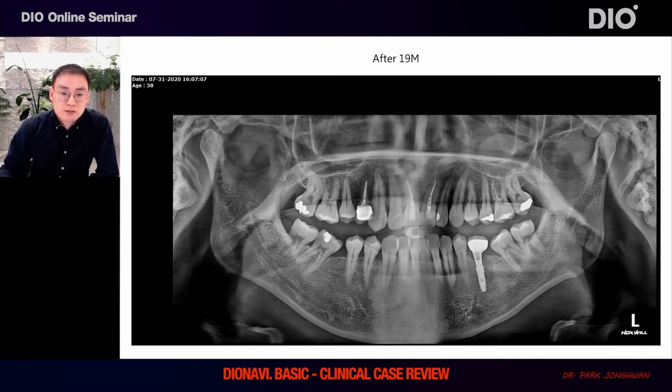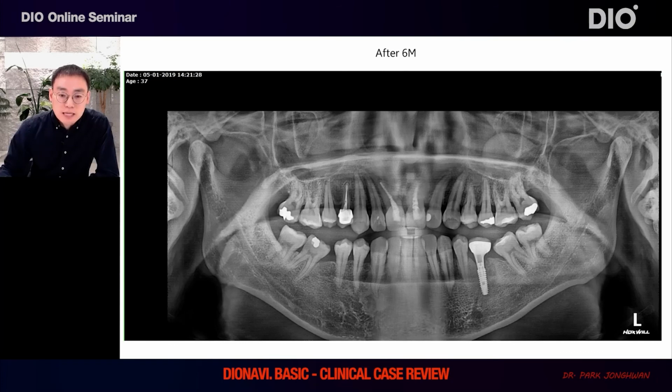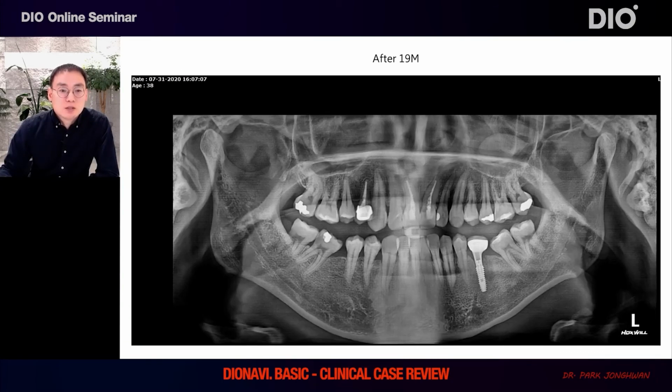I followed up after 6 months since the surgery. I followed up after 19 months. It looked a bit weird, so I asked a friend from Panorama's radiology department about it, and he said there was no problem. So I'm using it. The bone pattern was weird. But if you look at it, it hasn't changed much. It's after 19 months of follow-up.